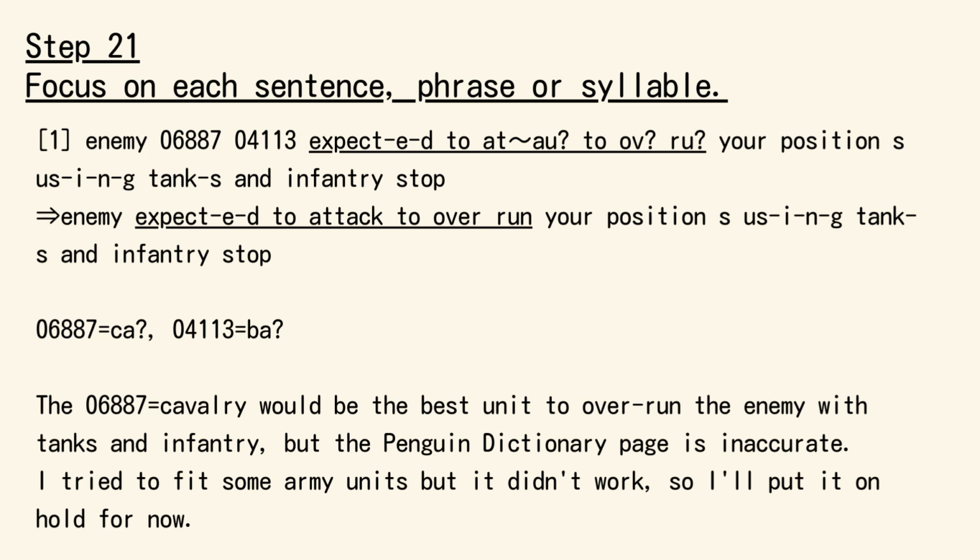06887 equals CA. 04113 equals BA. The 06887 equals cavalry would be the best unit to overrun the enemy with tanks and infantry, but the Penguin dictionary page is inaccurate. I tried to fit some army units but it didn't work, so I'll put it on hold for now.